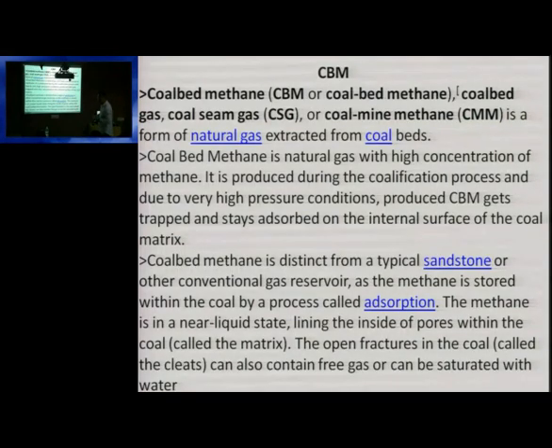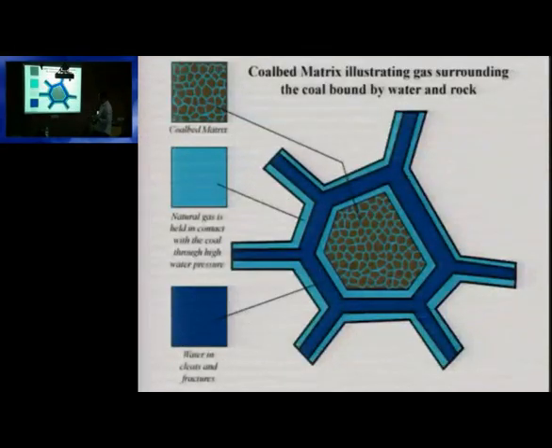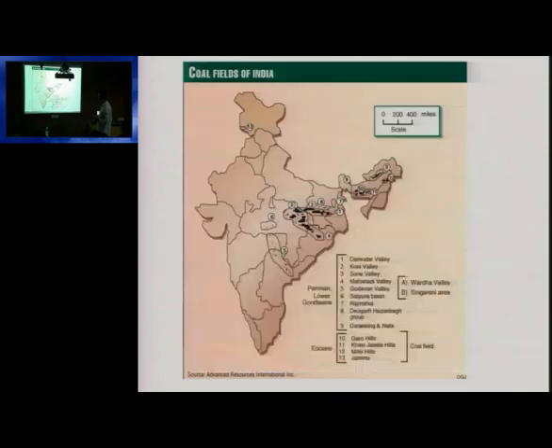It's the same thing, okay? Now, this is how it is formed. These are coal, this brown color, and the other substance that you can see, like a honeycomb, it's a CBM, okay? Now, see, these are the regions. These are the coalfields of India. This is Gondwana, northeast here. Everywhere you will find coal-based methane.